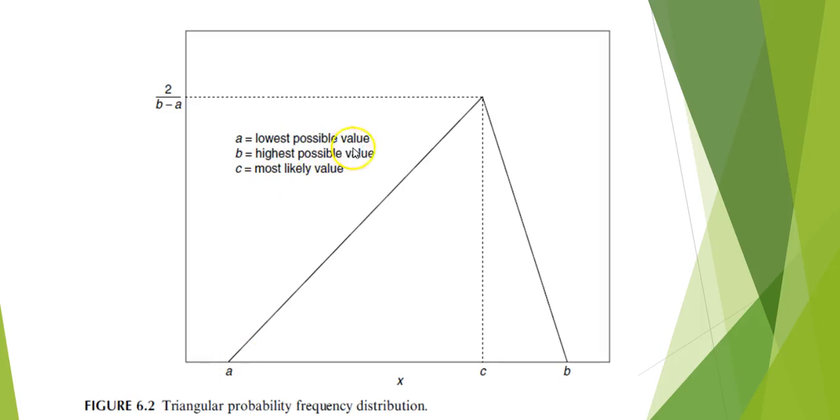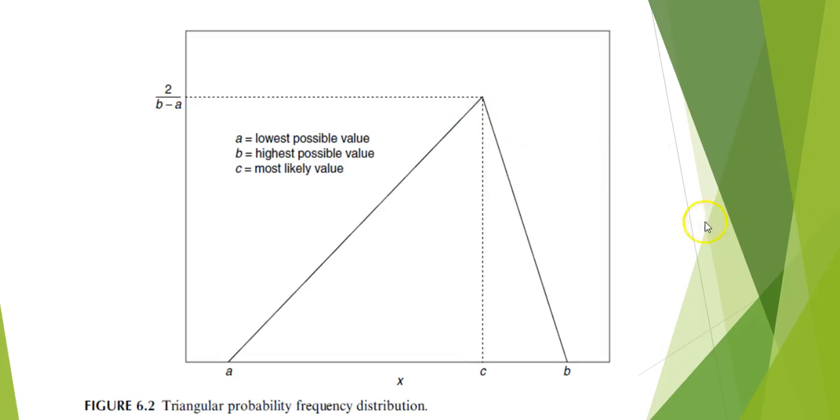B is the highest possible value. Here it was at 14. C is the most likely value, or here B is the highest value, I'm sorry, at 20. C is the most likely value. And then this point is given by the equation 2b minus a.